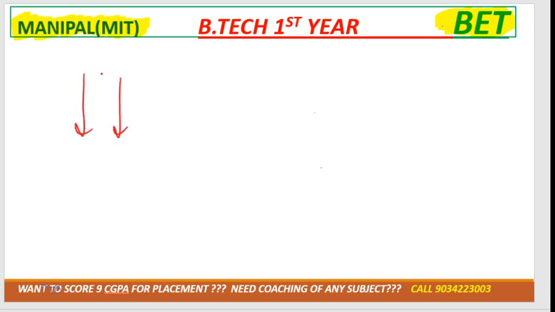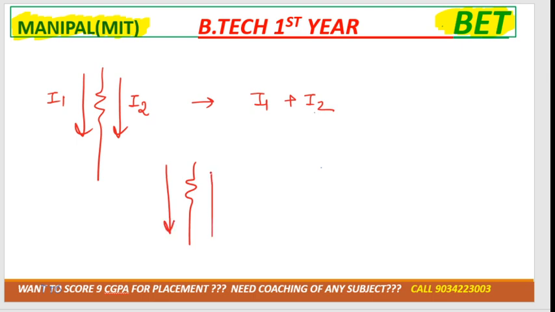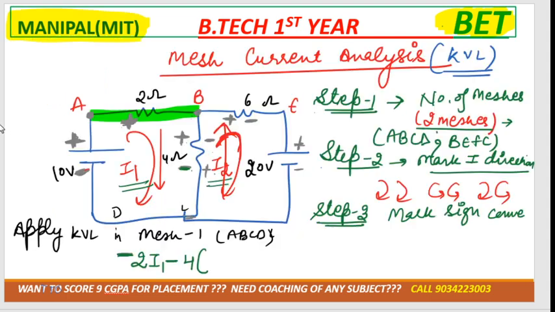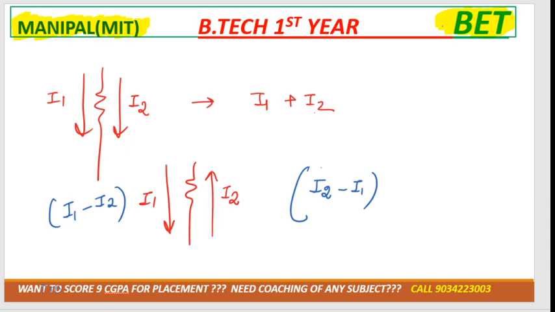Okay, if two currents are moving up to down, then they will add with each other. But if one of the current is moving down and one of the current is moving up, right? So if you take the I1 wala mesh, then I1 would be positive and I2 would be negative. If you take the I2 wala mesh, then I2 will be positive and I1 will be negative. We have to take it for both the mesh. We have to make equation for both the meshes.